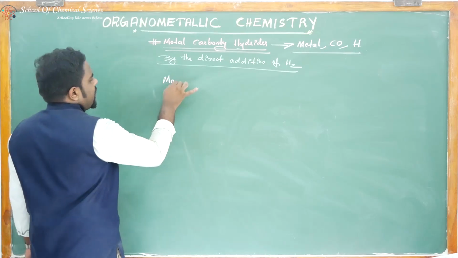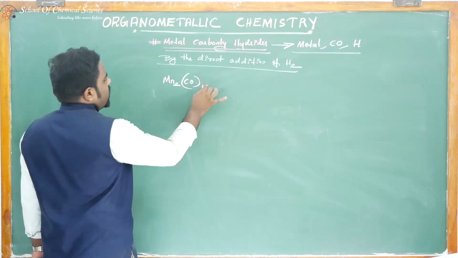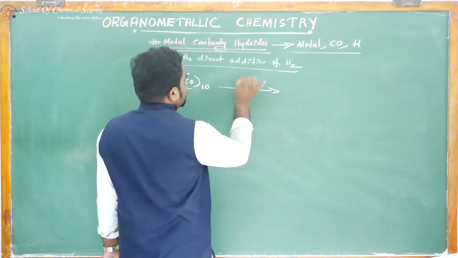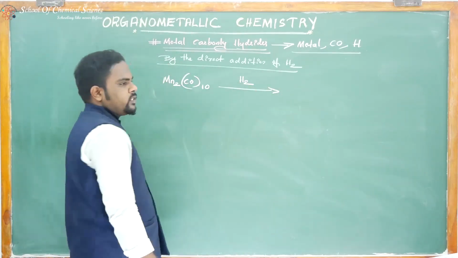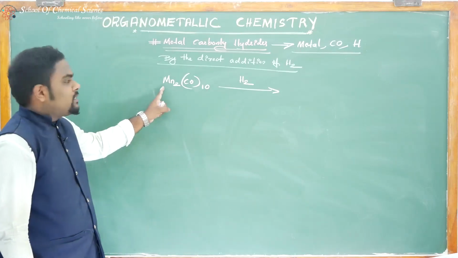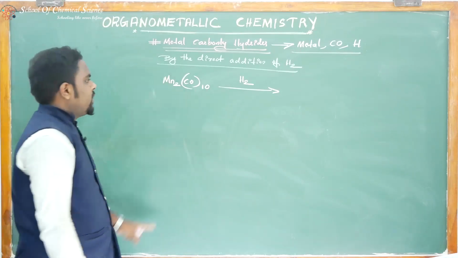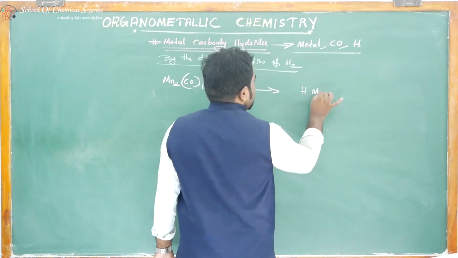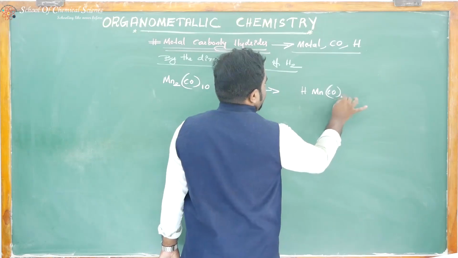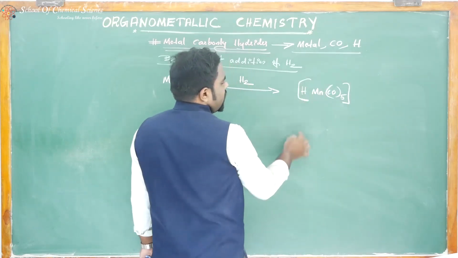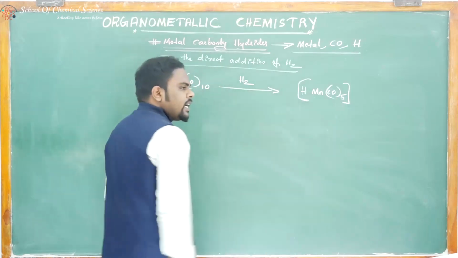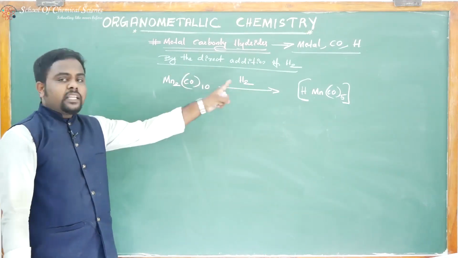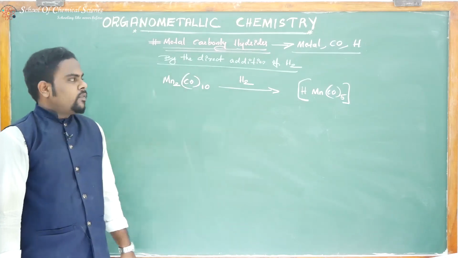For example, Mn2CO10, on reaction with H2. Binuclear, 2 metals are there. Divide the fragment equally. So what do you get? MnCO5. Add 1 hydrogen, so HMnCO5. Does it satisfy the 18 electron rule? 7 plus 10, 17, plus 1, 18. Okay. If there is no hydrogen, Mn2CO10 with a reducing agent, a carbonylate ion will be formed.